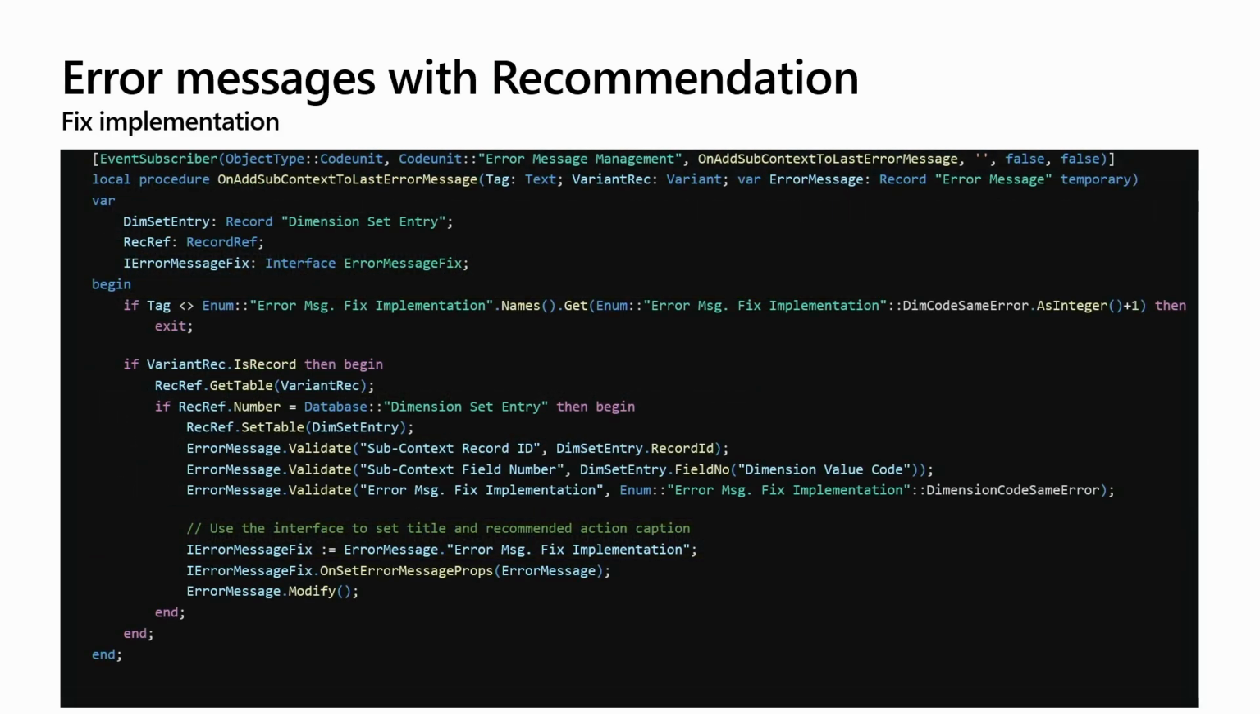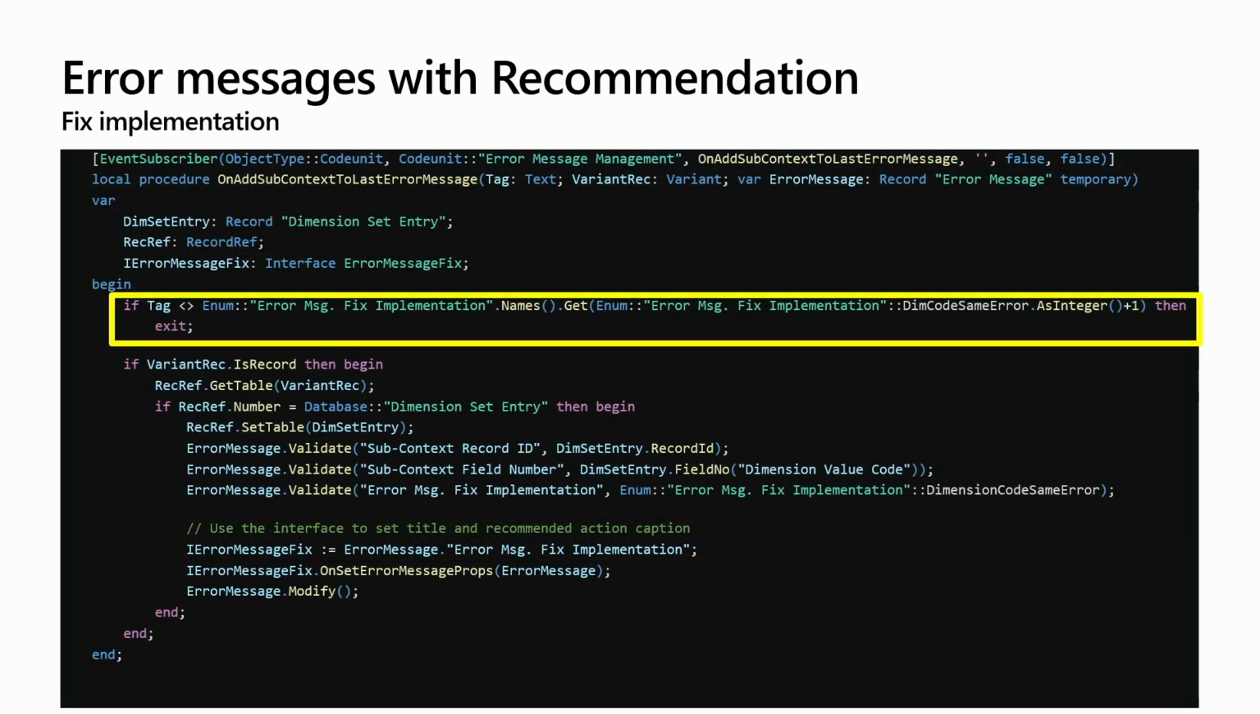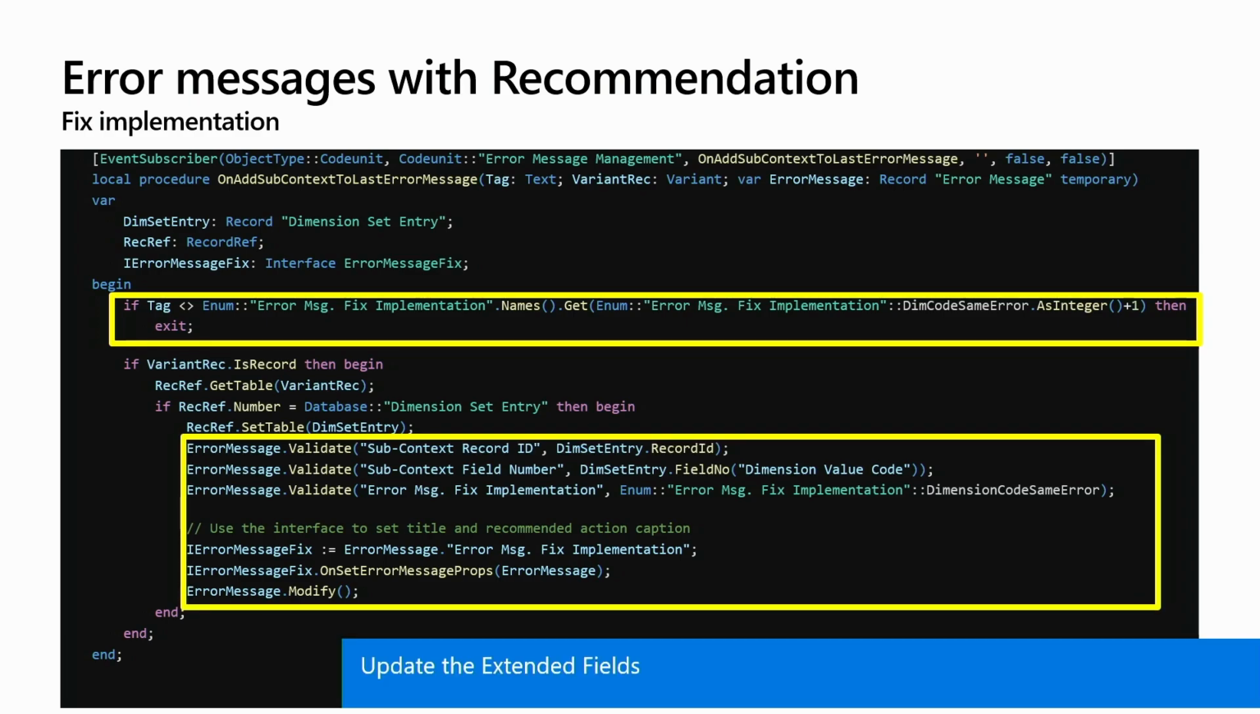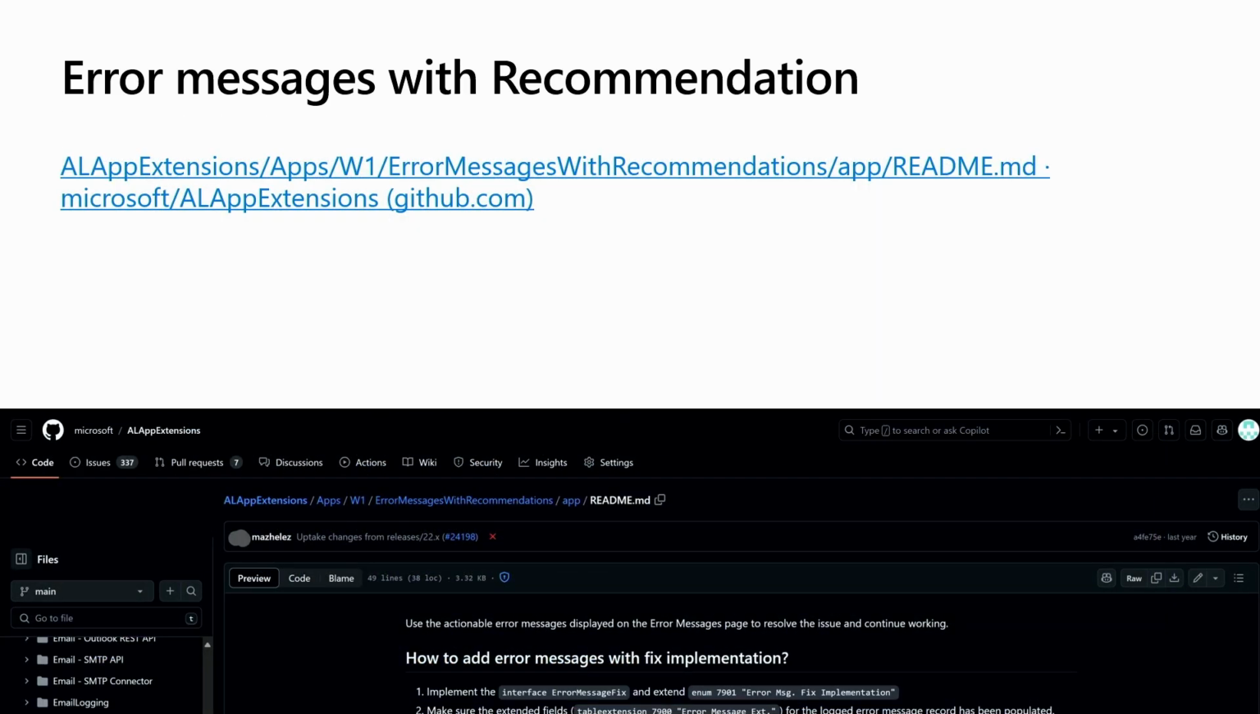And in this subscriber, we can skip the logic if the error does not belong to this fix, which you can identify using the tag. And then you can validate all the extended fields, in this case the subcontext, the title, and all the other properties. Once you do that, you should be able to provide a better experience.